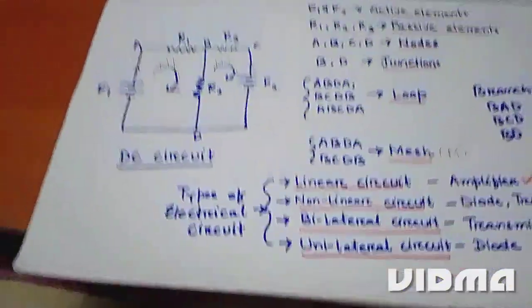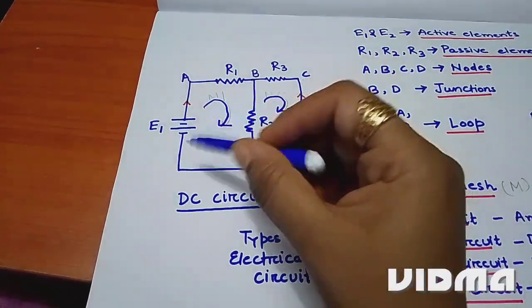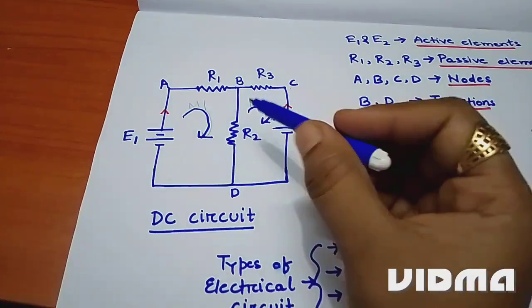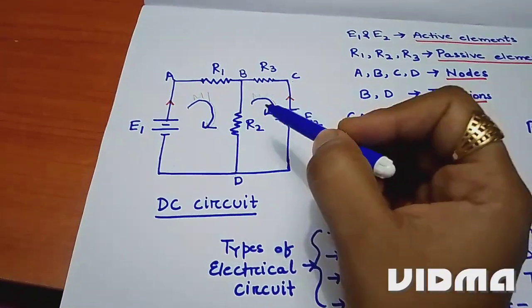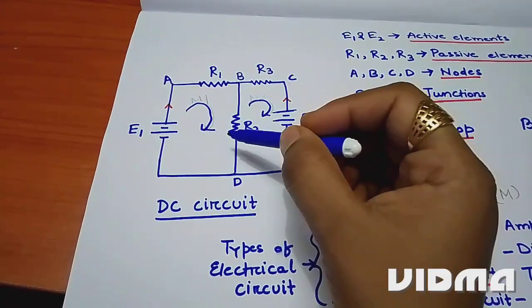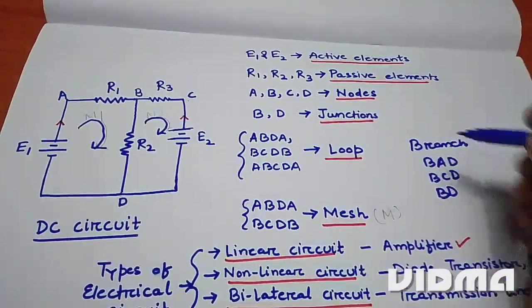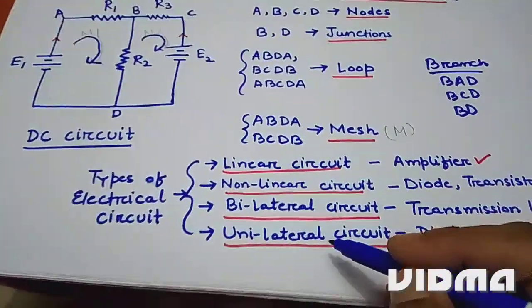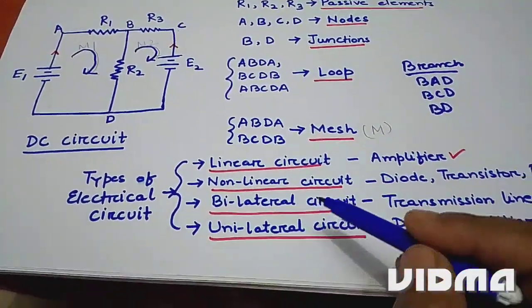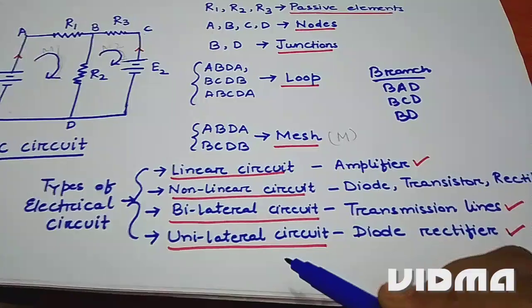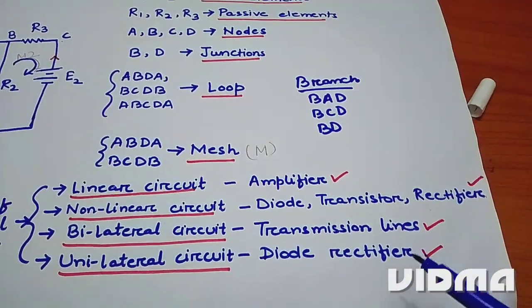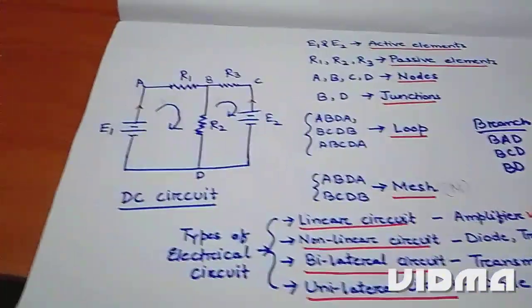So this is all about the basics of an electrical circuit. An electrical circuit is any closed path where the current flows, consisting of active elements and passive elements, and then there are nodes, junctions, loops, meshes and branches. There are different types of circuits. Again I repeat: linear circuit, non-linear circuit, bilateral circuit, unilateral circuit. These are the examples of the various circuits.